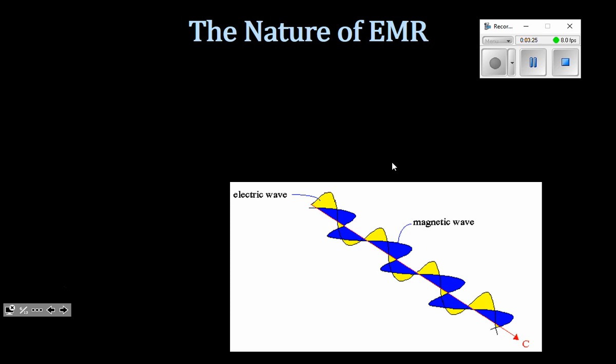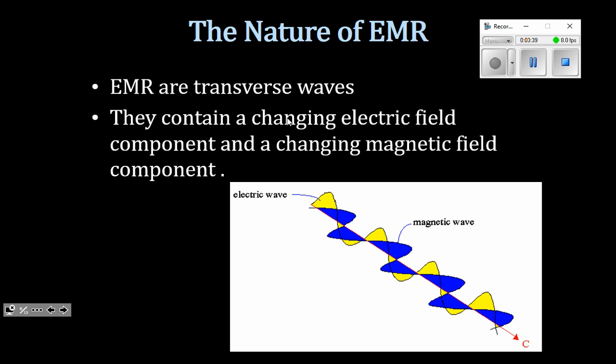Again, the nature of EMR we talked about yesterday: they are transverse waves. Remember, transverse versus the longitudinal waves, or the compressional waves, is what I like to call them. But EMR are going to be transverse waves. Sound would be an example of longitudinal waves.